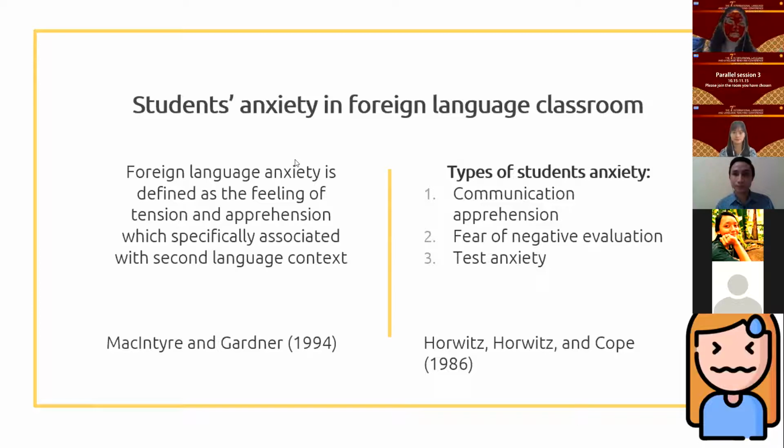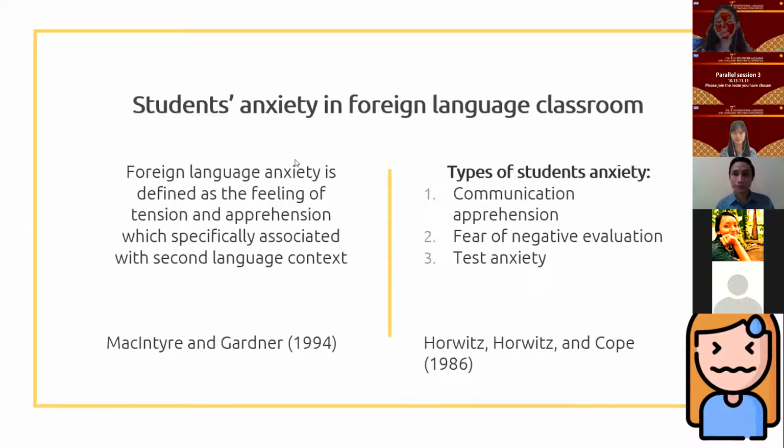The first one is communication apprehension. It is shown by students stuttering in delivering their ideas. It is also a type of shyness characterized by fear or anxiety in communicating with other people. It also shows that the student has difficulty in understanding others and making oneself understood. That's the first type. And the second one is the fear of negative evaluation.